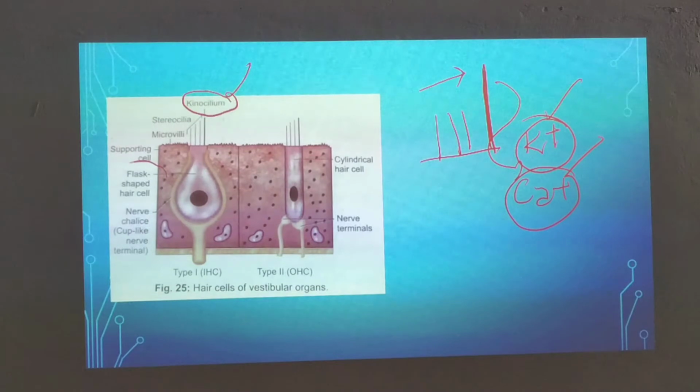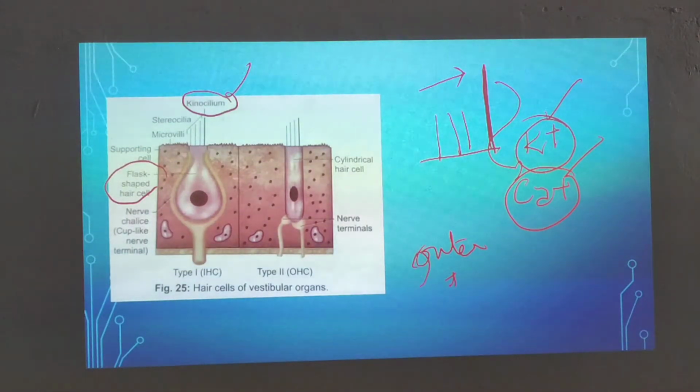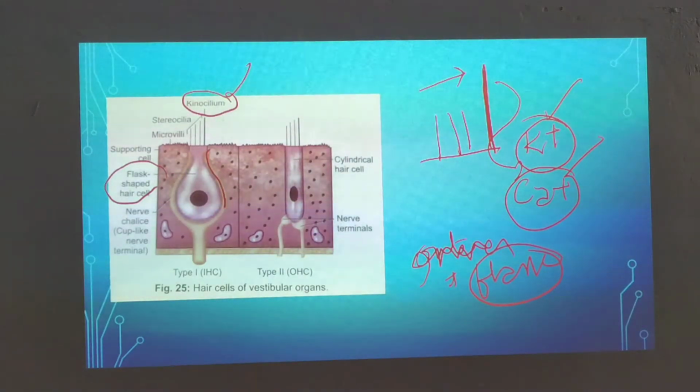What is the shape of this cell? Flask shape. So outer hair cells or type 1 hair cells are flask shaped. Inner hair cells or type 1 hair cells are flask shaped. So what is the shape here? Flask shaped. So what is the specialty here? This covering is present all over. Okay. When anybody asks you the differentiation, the covering is present all over.